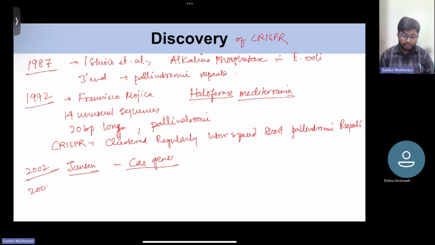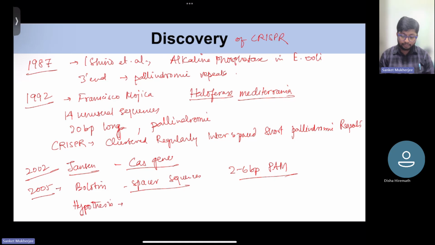In 2005, Alexander Bolotin found some spacer sequences within the CRISPR. They were similar to the DNA of certain viruses, basically the bacteriophages that infect the bacteria. So these spacer sequences were similar to their DNA. He also found a 2 to 6 base pair protospacer adjacent motif. That's why the hypothesis came that this CRISPR system is essentially a kind of adaptive immunity in bacteria. That is how this finding became very, very important.